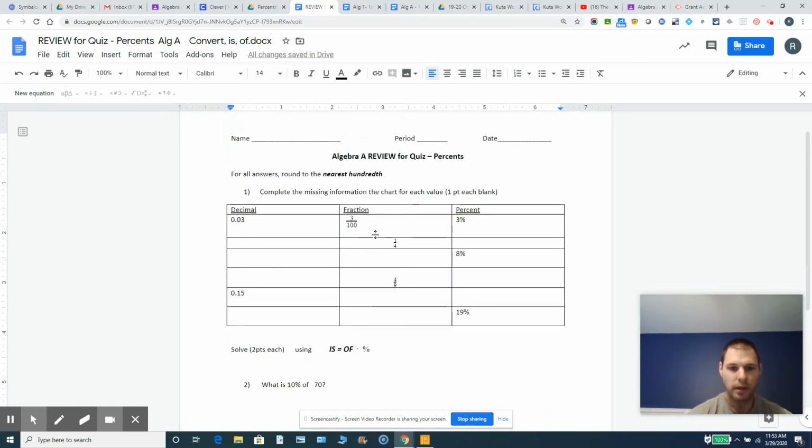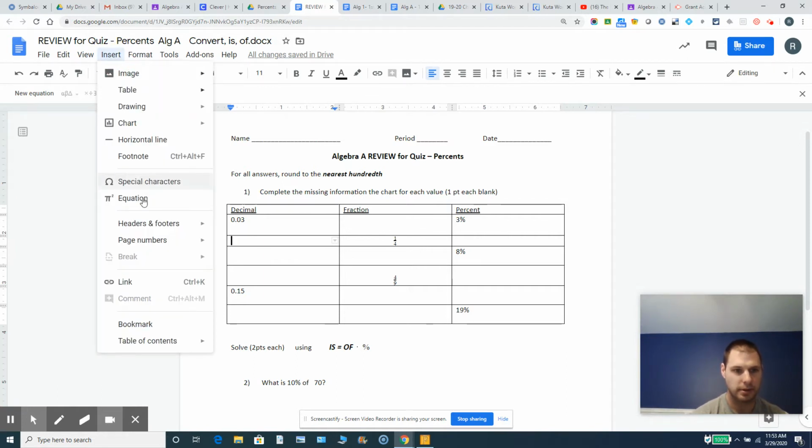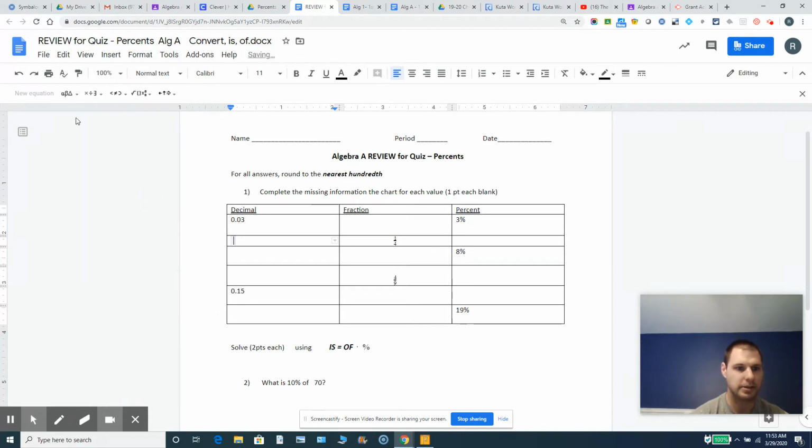So the way you complete this worksheet, this first one wasn't done for you. But basically what's going to happen here is always click in the spot. And then if you want to do MathType, you're going to go up to Insert Equation. And that's how you get fancy math symbols using Google Docs.